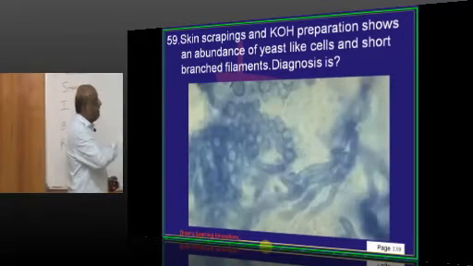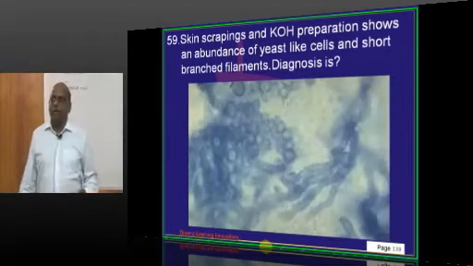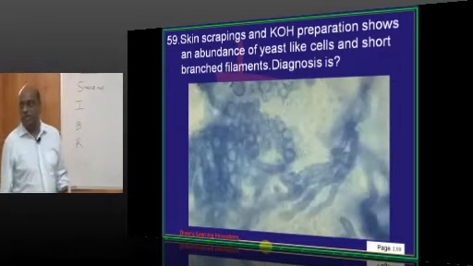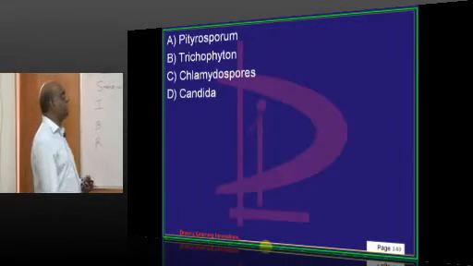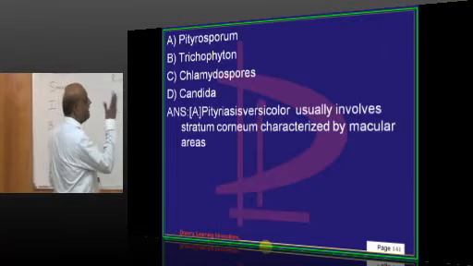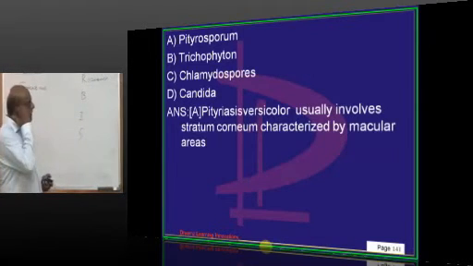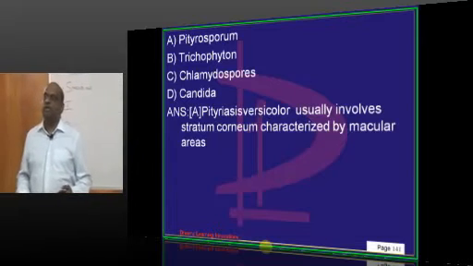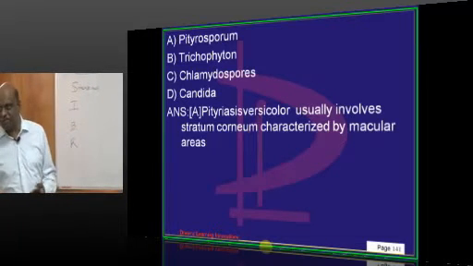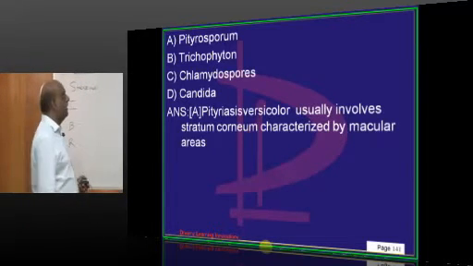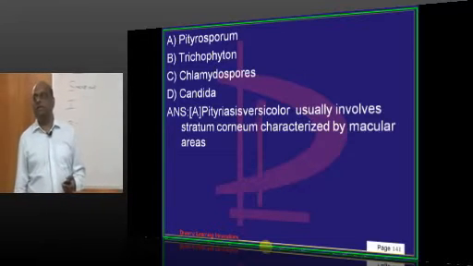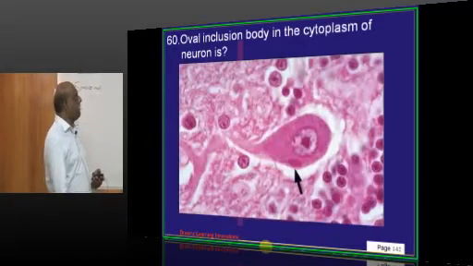The KOH preparation is showing abundance of yeast cells and short branched filaments. So what is your diagnosis? So it is pityriasis versicolor, which usually involves the stratum corneum, and spaghetti and meatball appearance is what you typically see with Malassezia furfur, is what needs to be remembered.